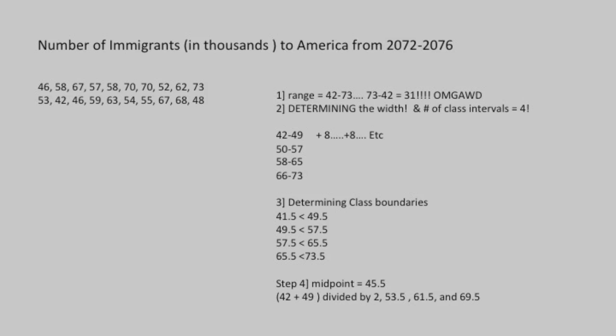So the class boundaries, I already explained that in the last slide, so I don't need to go over that. I went over the midpoint already too. You're just adding 42 and 49, the lower and upper limits, and you divide by 2, and that's how I got those answers right there.